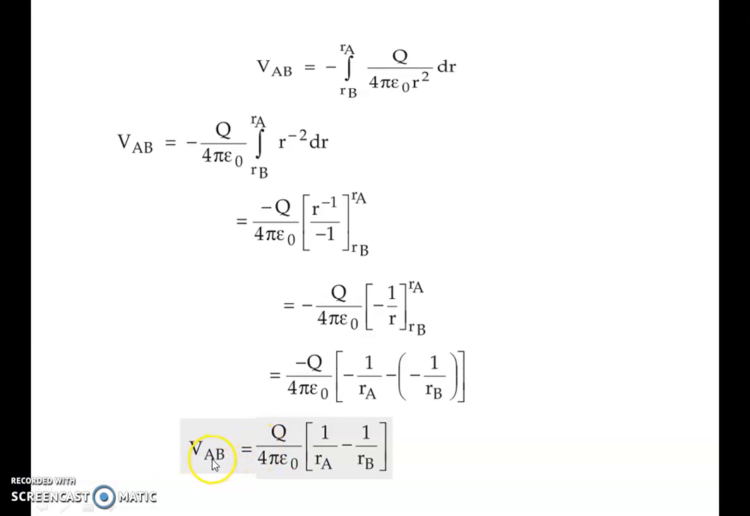So potential difference between points A and B can be written as VAB is equal to Q by 4 pi epsilon naught into 1 by RA minus 1 by RB. Now, in a normal circuit, we will represent the potential of a particular point with respect to some fixed point. Normally, in a practical circuit, one point is fixed, and we measure the other point with respect to that point. In a practical circuit, that fixed point is known as ground or earth.